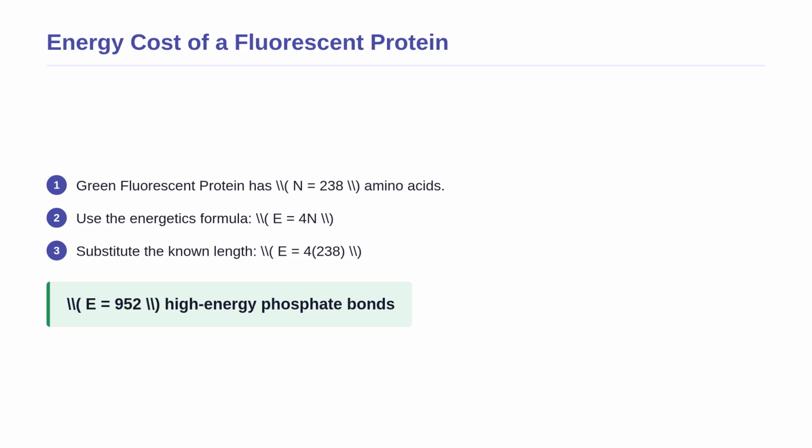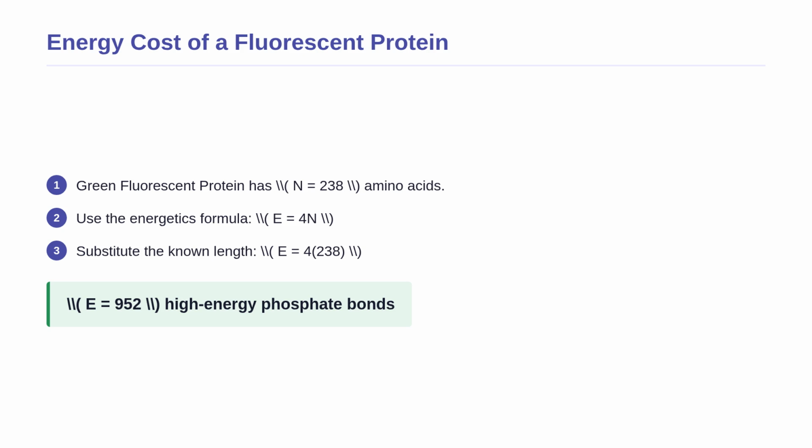Before we move on, let us see this with a concrete example. A bacterial cell needs to synthesize a molecule of green fluorescent protein to emit light. We are given that this protein consists of exactly 238 amino acids, and we are asked to find the total number of high-energy phosphate bonds required to build it. We chose our translation energetics formula because it directly relates protein length to energy cost. We start by writing E equals 4 times N.